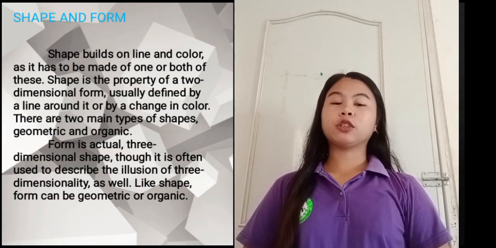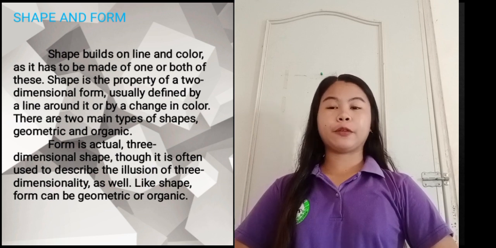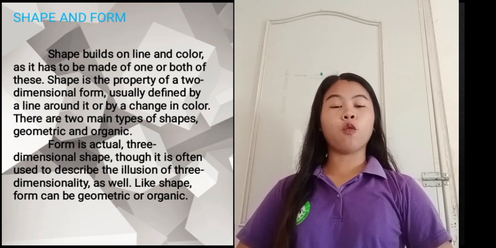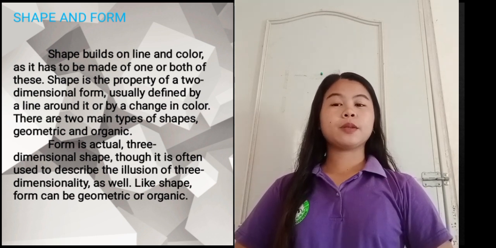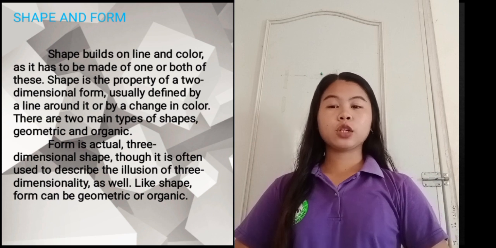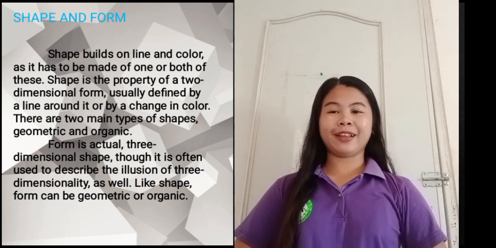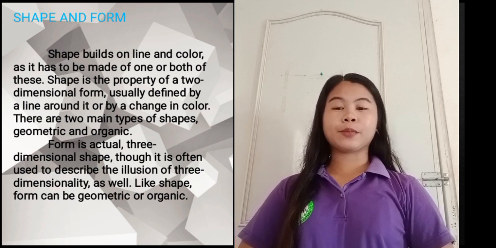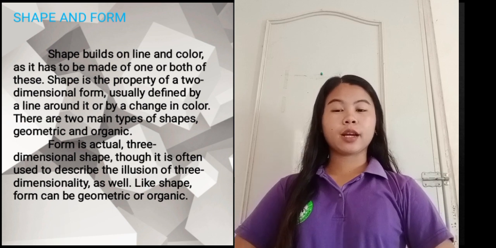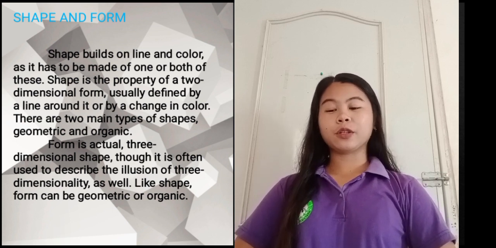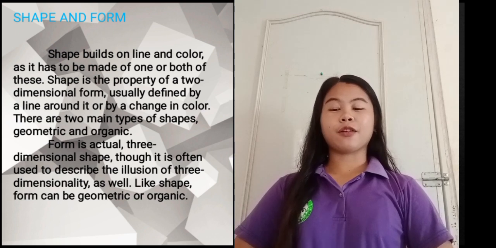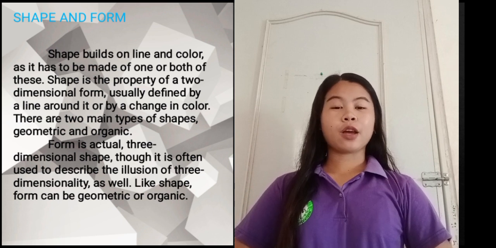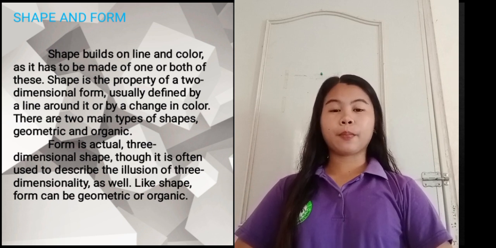Now, let us move on to another element of art, the shape and form. Shape builds on line and color. It has to be made of one or both of these. Shape is the property of two-dimensional form usually defined by a line or changes in color. There are two main types of shapes, the geometric and organic. When we say geometric, it is precise and regular. Example, square and rectangle. On the other hand, when we say organic, it is irregular or imperfect.